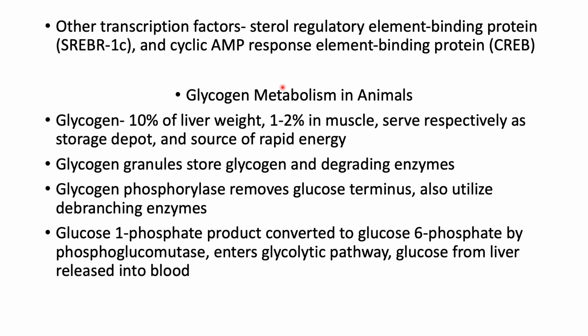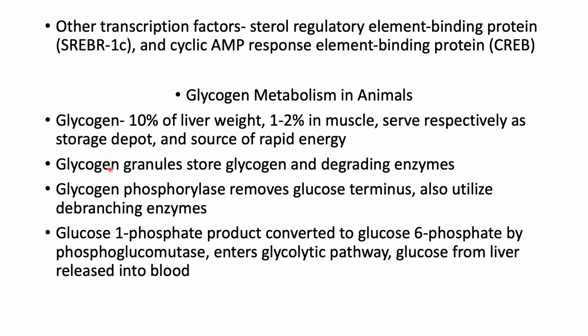For glycogen metabolism in animals, glycogen is about 10% of the liver weight, 1 to 2% of muscle, and they serve respectively as a storage depot in the liver and a source of rapid energy in the muscle. Glycogen granules can store glycogen and degrading enzymes. Glycogen phosphorylase removes the glucose terminus and also utilizes debranching enzymes.